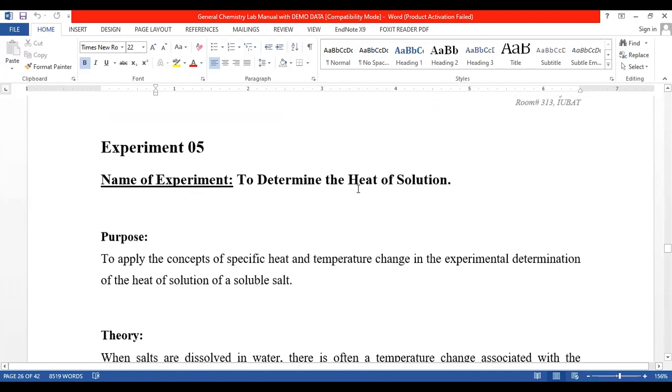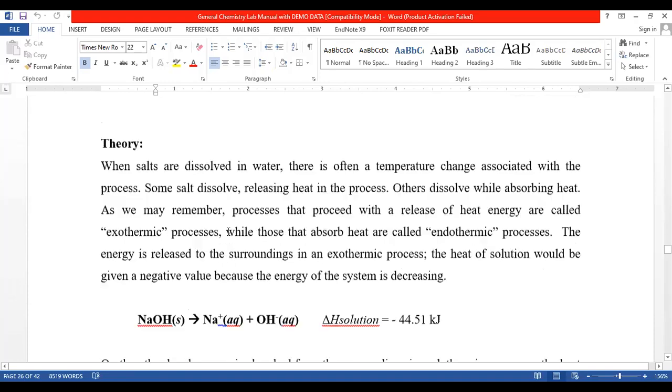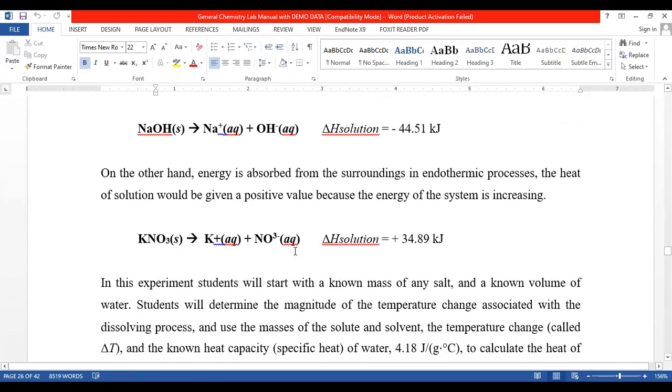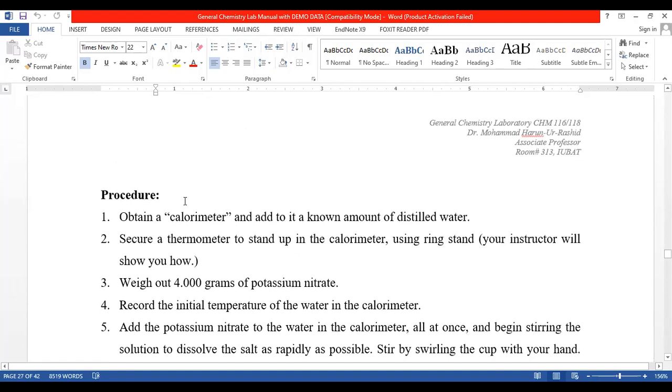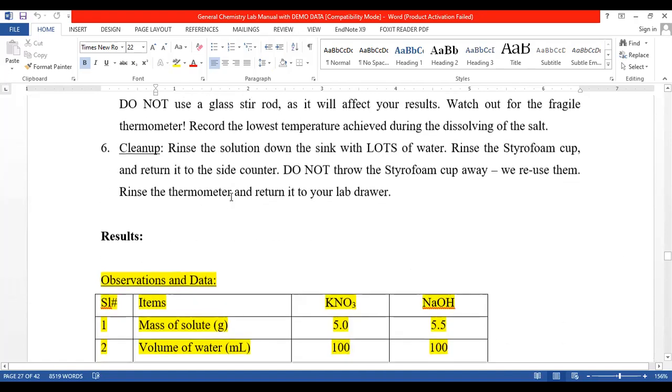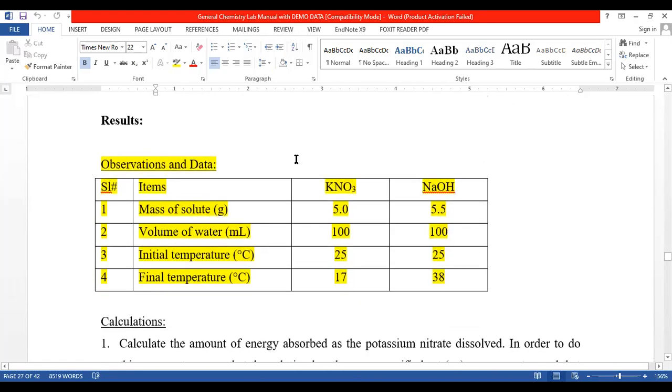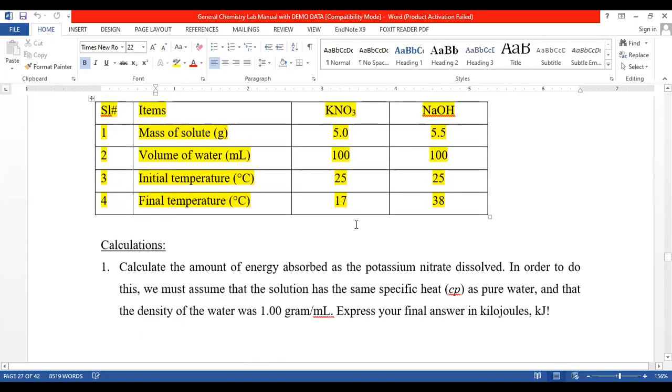All right, here we determine the heat of solution. The objective or purpose is the same as it is, then the theoretical background, reaction, and some procedures on how to carry out this experiment. Here you have to keep the table blank because we do not know how much potassium nitrate or sodium hydroxide we will take, how much water will be taken, what the initial temperature or final temperature will be. Later, when you conduct the experiment, you will get the data and put it here.